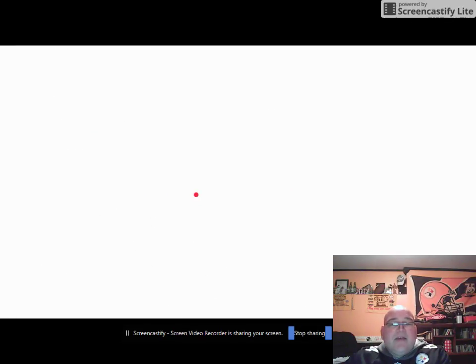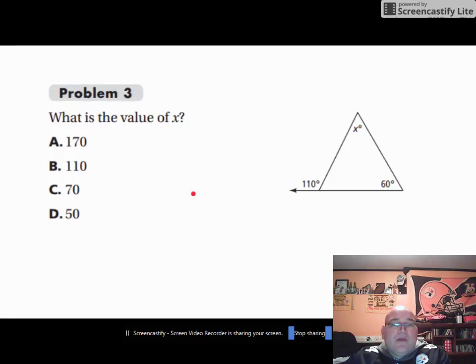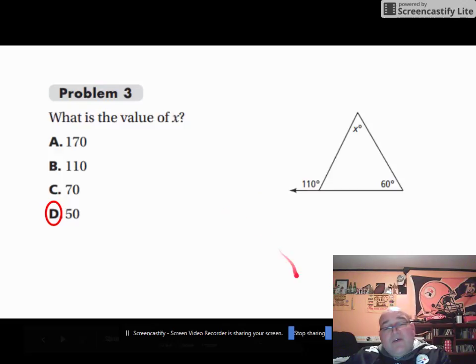Let's look at a final example. Find the value of x. Again, notice that x is an interior angle of the triangle, and they give us the exterior of 110, which means that x plus 60 has to equal 110, and thus x would have to equal 50. 110 minus 60. That concludes today's lesson on the angles of a triangle and the exterior angle theorem.